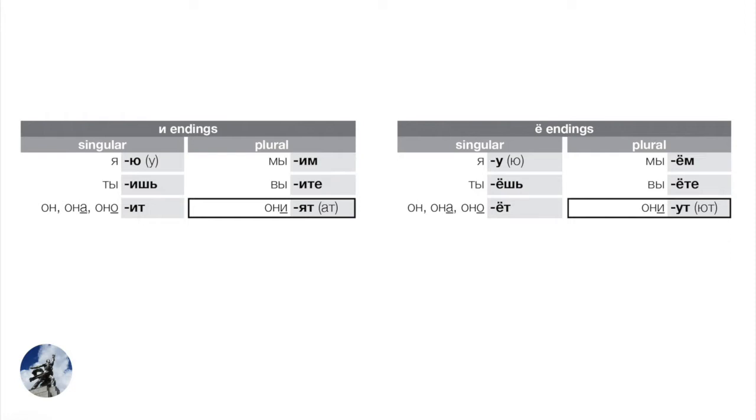Now look at the black box. This is maybe the most commonly missed ending. Students have the urge to write ut or yut here, just like the third plural ending in the yo set of endings. But remember, that's the yo set. The E endings have their own distinct third plural form. We're going to typically, by default, try to write yat, unless again the eight-letter spelling rule tells us we can't do that, and we would have to write at instead. So essentially we should think of our default E endings as u, ish, it, im, ite, yat.